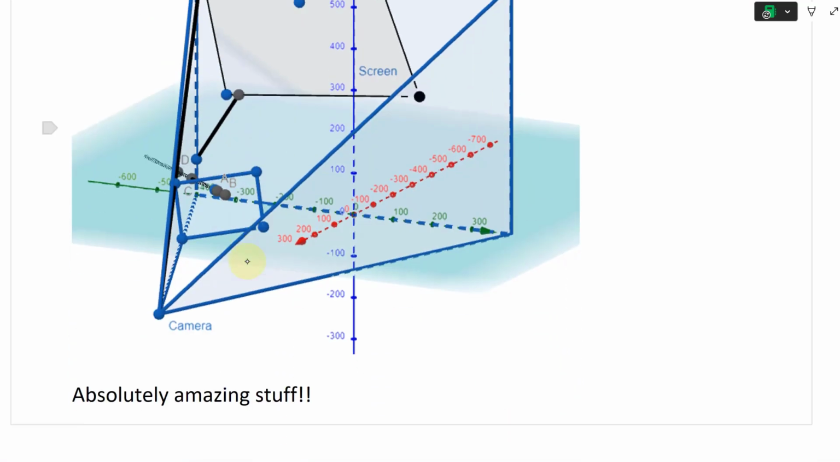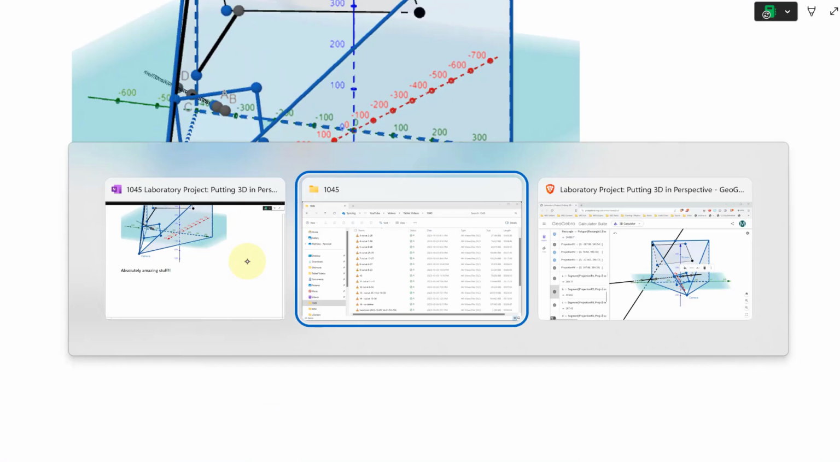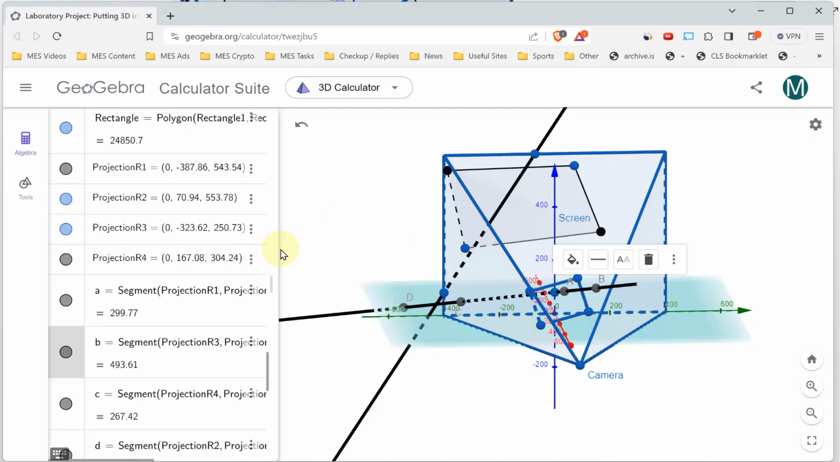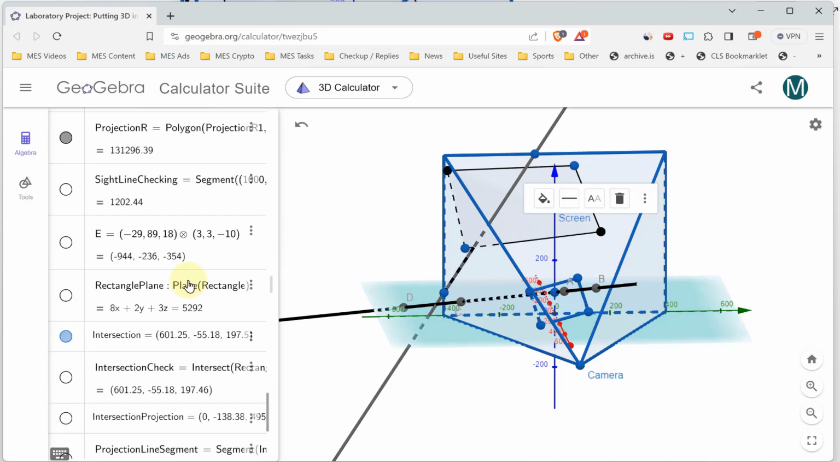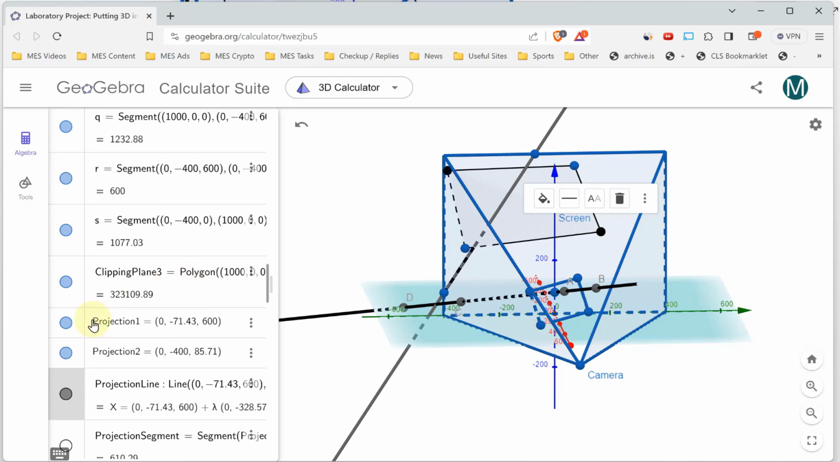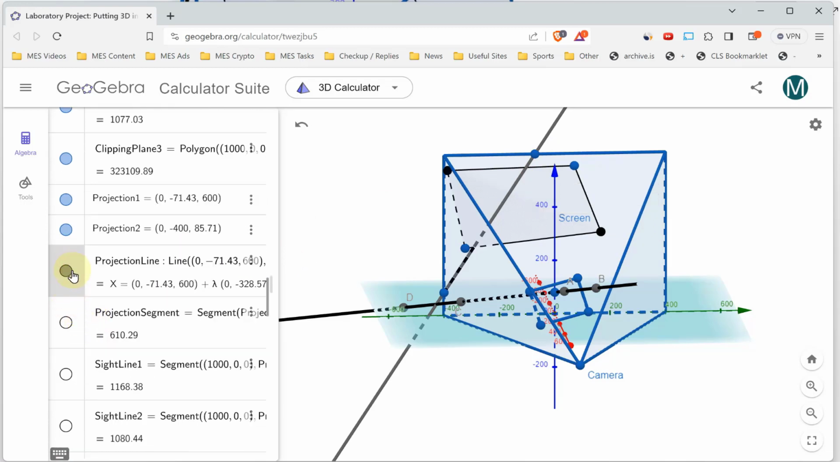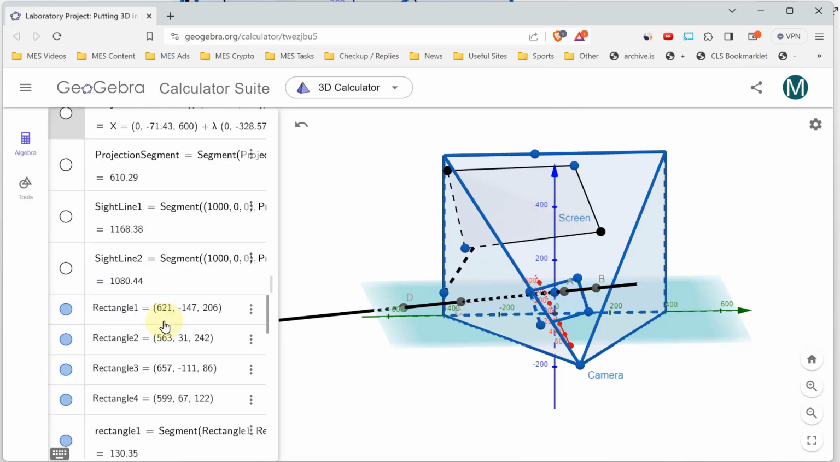Absolutely amazing stuff here. And let's go back to our calculator and see this all. So let's click here, projected line behind the screen. So that's behind the screen. Projected lines check, that's over there. And there's the rectangle. Let's click this so we can hide it. So let's hide the whole line. So that's the projected line. Let's get rid of it. All right, so we got rid of that.